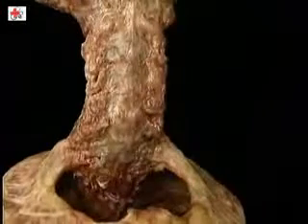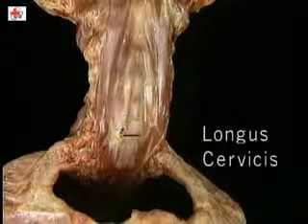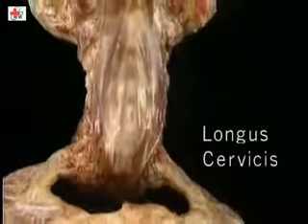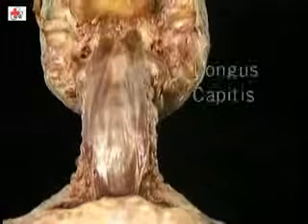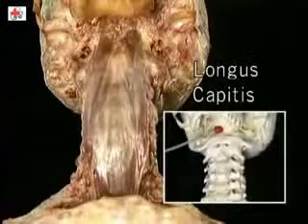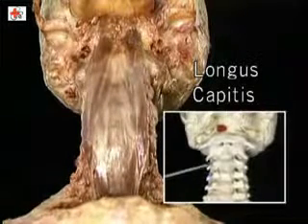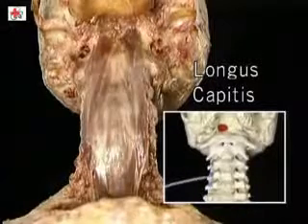Next we'll go round to the front to see the longus muscles and the scalene muscles. Here are the longus muscles, longus cervicis here, merging with longus capitis higher up. Longus capitis arises from the base of the occiput and inserts on the transverse processes of C3, 4, and 5.